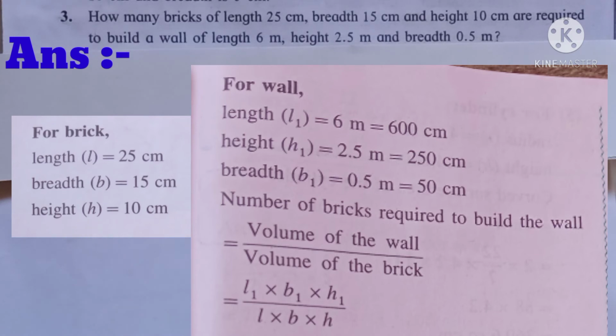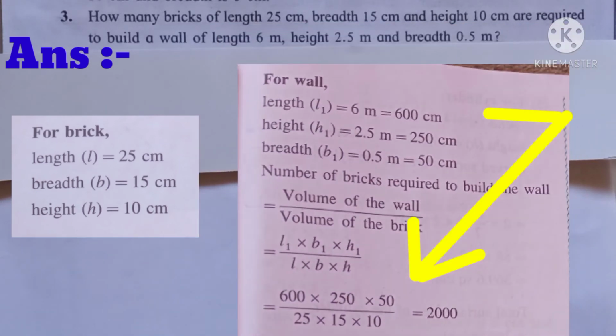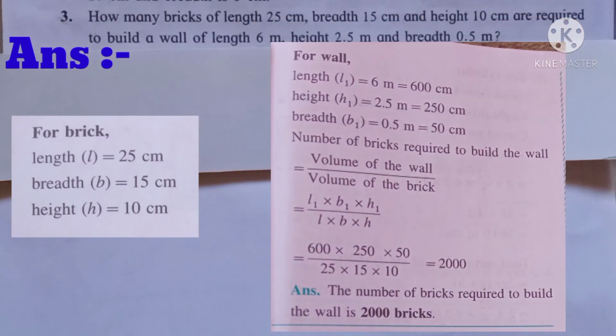Let's put the values. In the upper section, we are going to put the values of the wall, and at the denominator place we are going to put the measurements of the bricks. That is 600 into 250 into 50 divided by 25 into 15 into 10. If we do the calculation, then we get the answer, that is 2000. So at last we have to write the answer in words. Students, take out the screenshot and write the answer systematically in your classwork notebook.